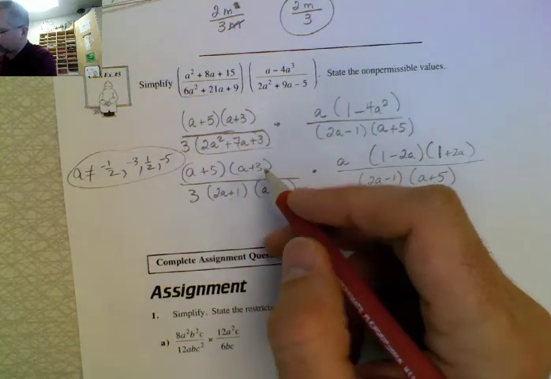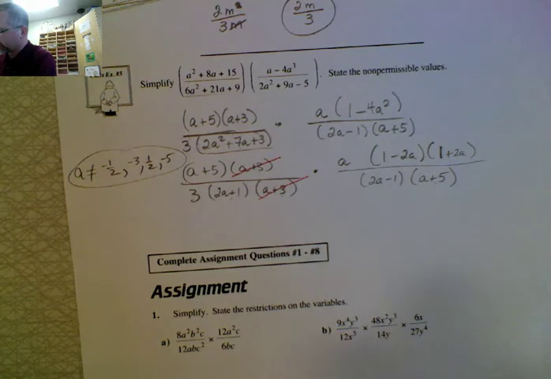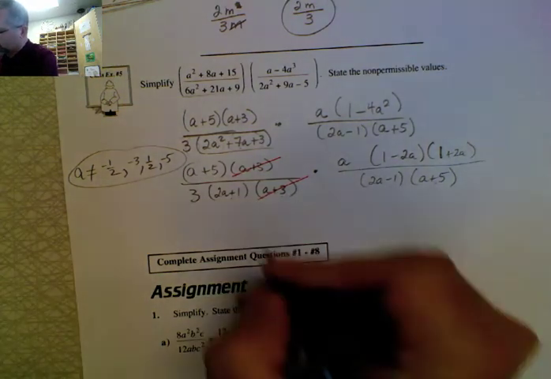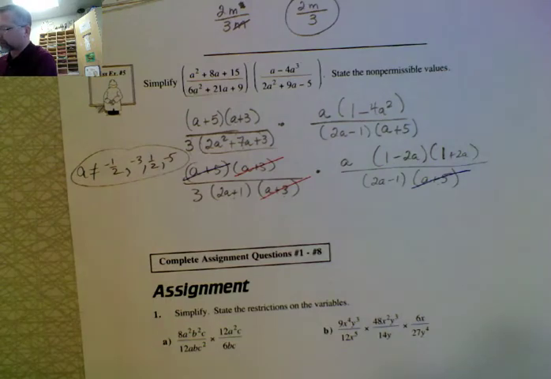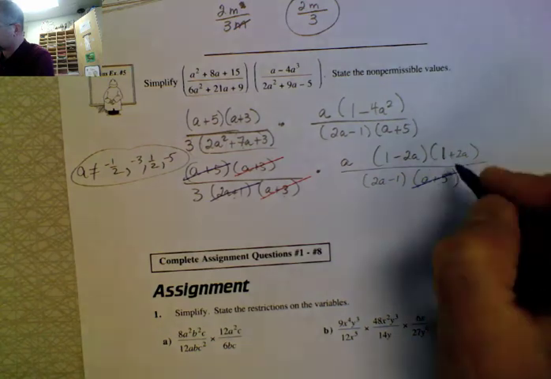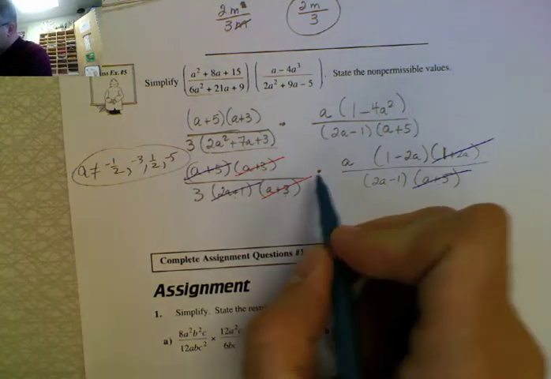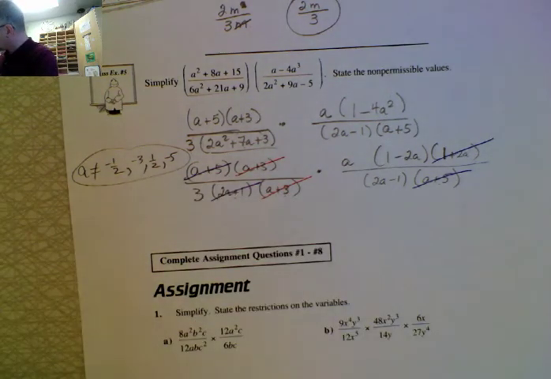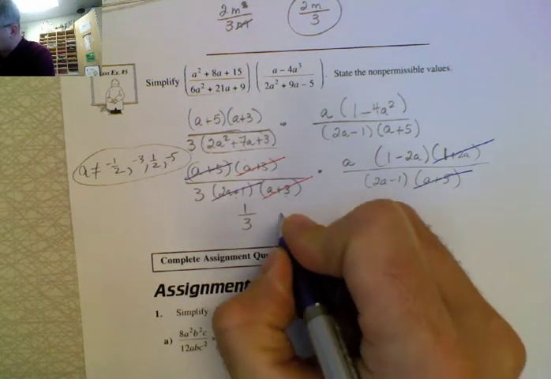Now I'm going to start simplifying things. In our fraction on the left side, I have a plus 3 in the numerator, a plus 3 in the denominator. I have an a plus 5 in the numerator on the left side and an a plus 5 in the denominator on the right side. I have a 2a plus 1 here and a 1 plus 2a there. So that all cancels out. Now, let's see. In the numerator here, I'm left with 1 in the numerator over 3 in the denominator.